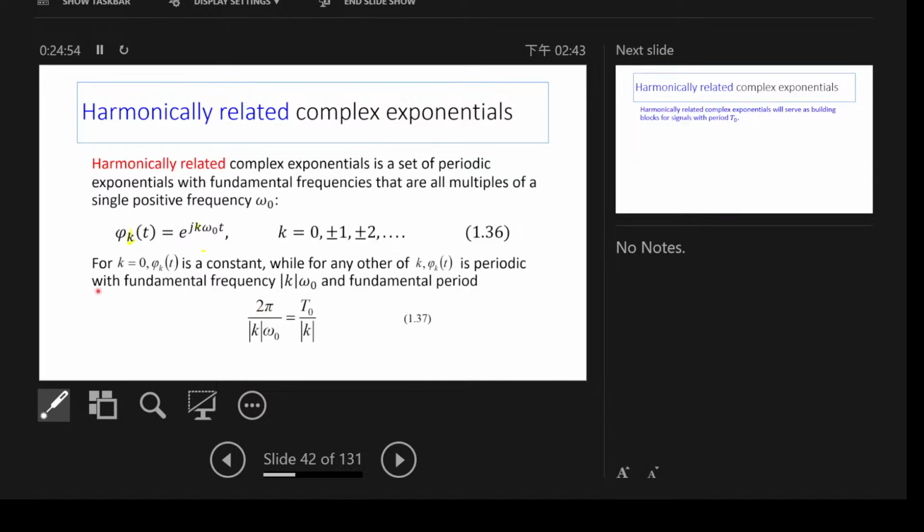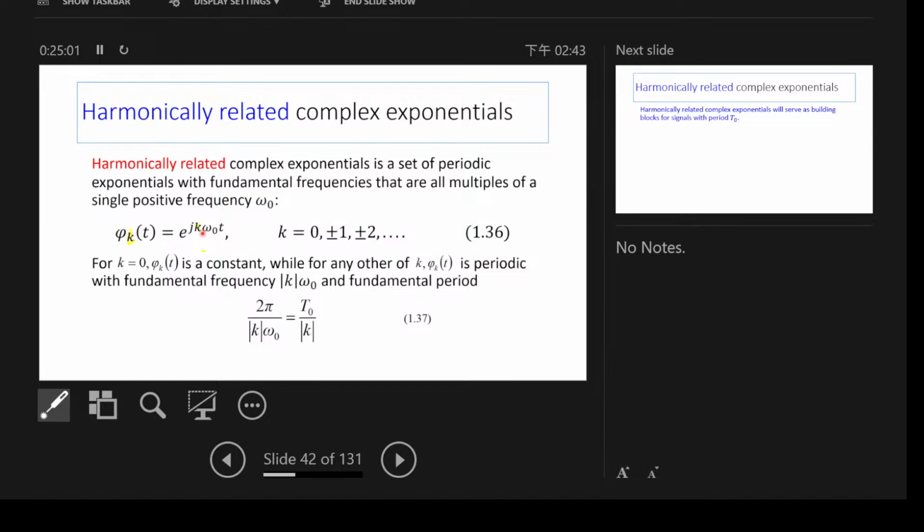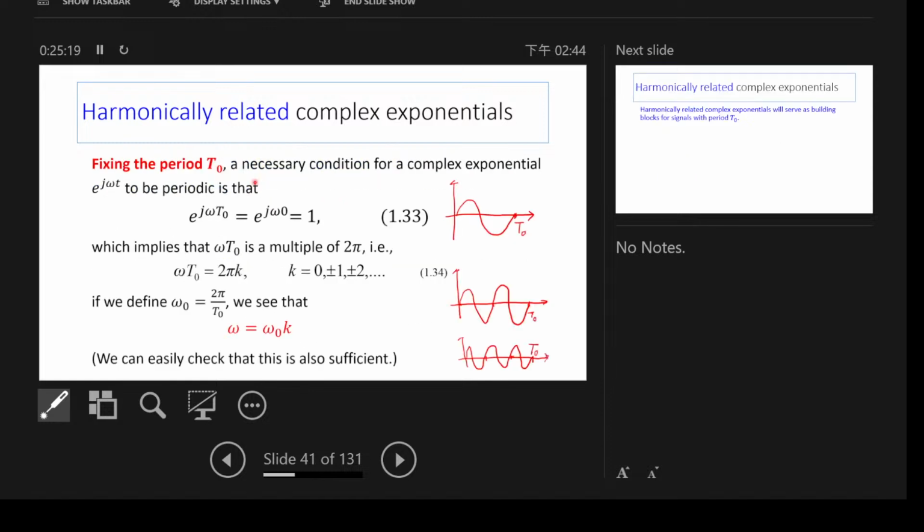And you can also have negative k, and then these signals will oscillate in the opposite direction. Okay, so those are harmonic related complex exponentials. For now, they are just definitions, but later we'll see that we can use the harmonic related complex exponentials as building blocks for signals with period T naught. Basically, any signal that's periodic with period T naught can be written as a linear combination of those harmonic related complex exponentials. And that's why we care about complex exponentials.